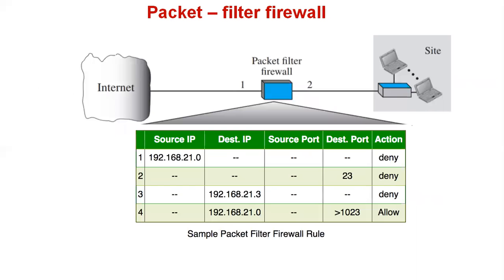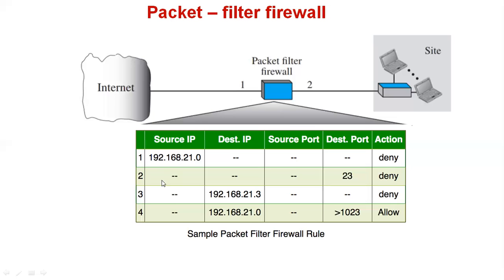This diagram shows the packet filter firewall. Here a local area network accesses the internet. The packet filter firewall acts as a barrier between the network and the personal network. Here it uses the table. This table contains the source IP address, destination IP address, source port address, destination port address, and what action is to be taken, either to allow the packets or deny the packets.